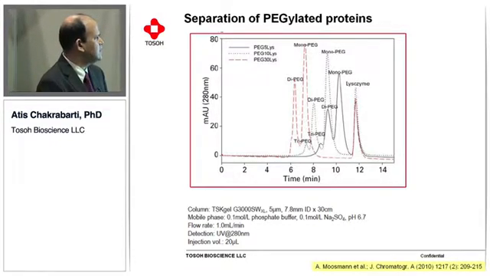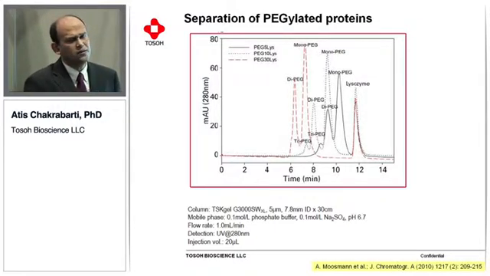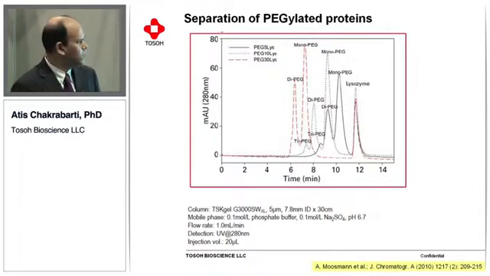This is the pegylation. So that shows that this particular column is very nice for the separation of the different pegylated proteins.